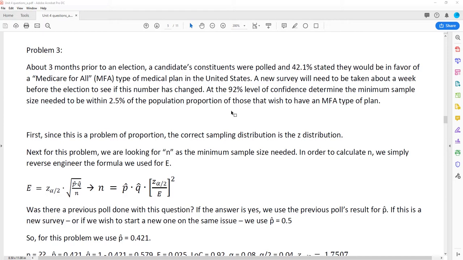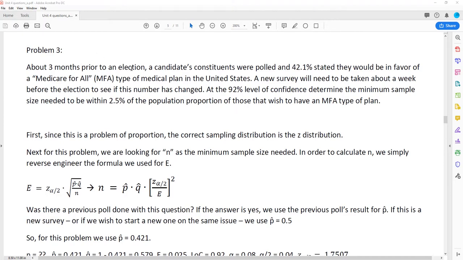Basically, what we end up doing is reverse engineering the formula to find E, and we work that backwards and we solve it for N. Let's take a look at this problem first.